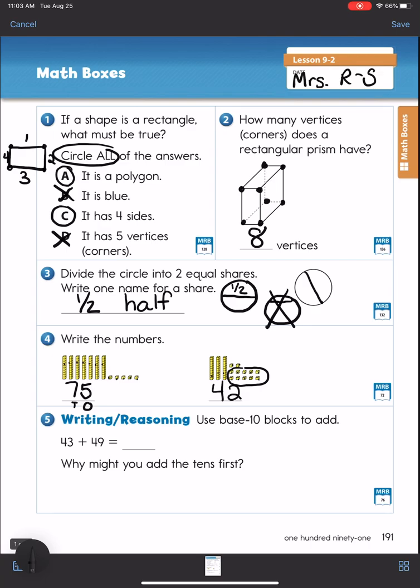Okay, this says to use base 10 blocks to add. I'm going to go ahead and do the base 10 blocks with notation just like I have been. So here we go, 43. 10, 20, 30, 40, 1, 2, 3. There's that vertical I told you about. Now we're going to do 49. 10, 20, 30, 40, 1, 2, 3, 4, 5, 6, 7, 8, 9.